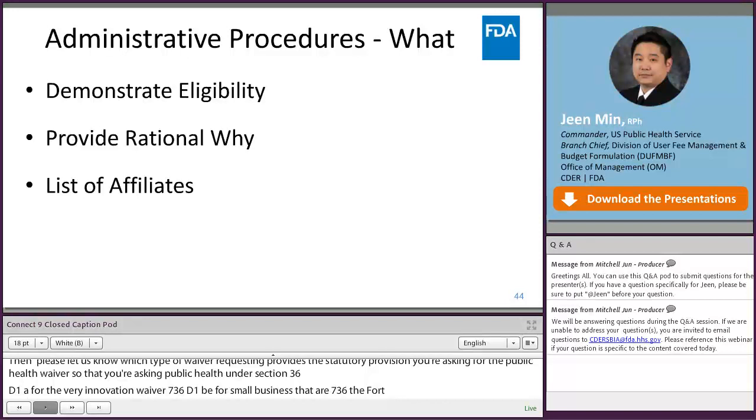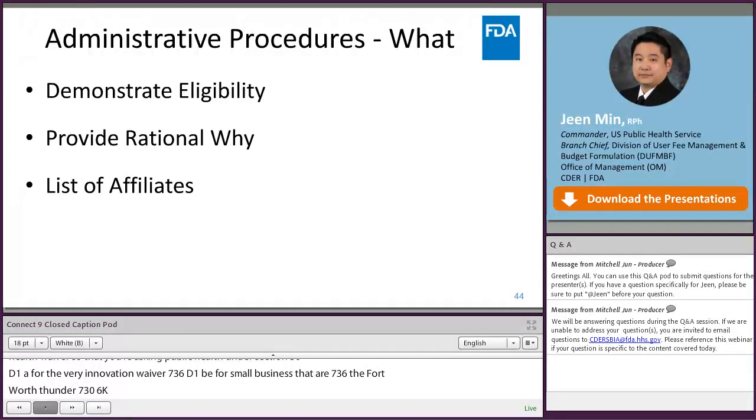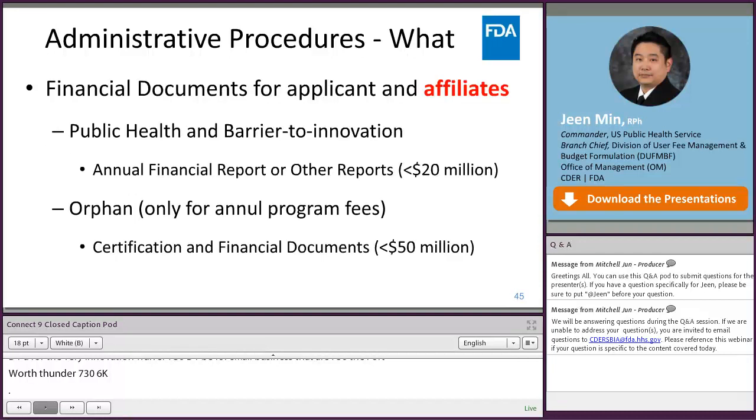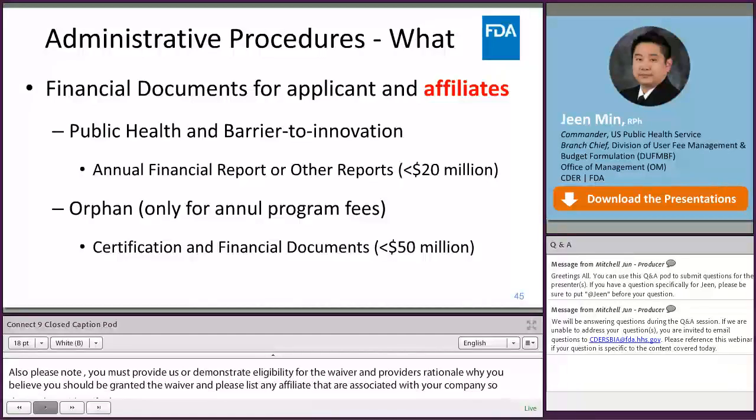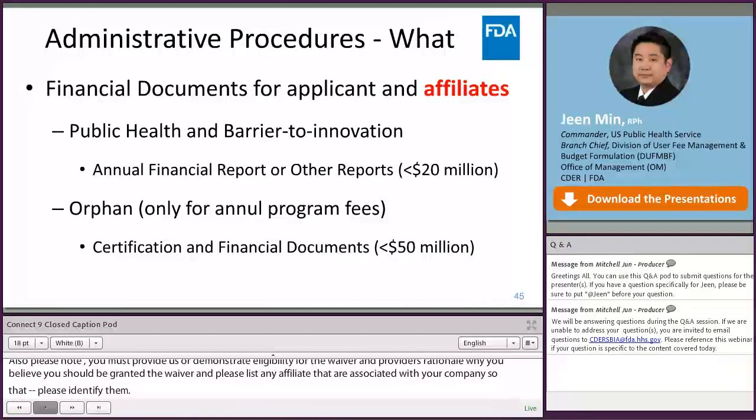Also, please note, you must provide us or demonstrate eligibility for the waiver and provide us rationale why you believe you should be granted the waiver. And please list any affiliates that are associated with your company and please identify them. Some of the waivers do have financial requirements. If they do, please provide financial documents, including your affiliates.